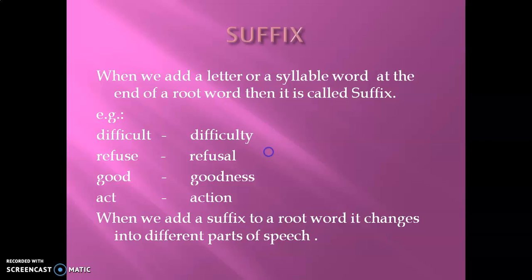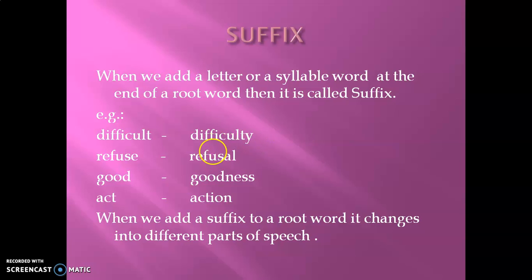Then what is suffix? When we add a letter or a syllable at the end of a root word, then it is called a suffix. For example, difficult, to which we add a letter y, it becomes difficulty. Al is added at the end of the word refuse, it becomes refusal. Here, deletion of e is very important. To the word good, we add ness. To the word act, we add ion. So here the letter y, al, ness, ion, these are all suffixes. Whenever we add a suffix to a root word, it changes into different parts of speech, unlike prefixes which give you the negative meaning.